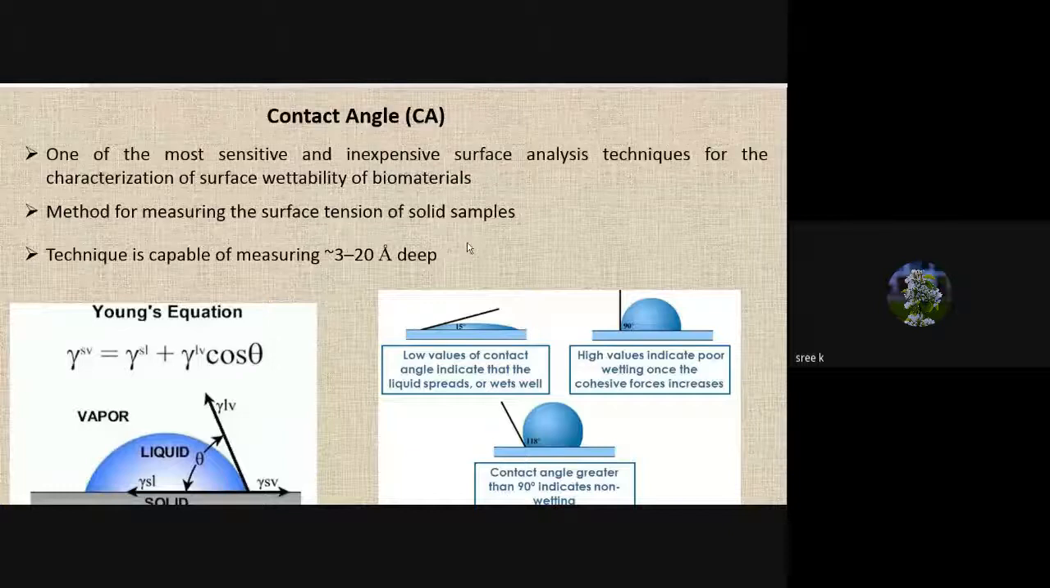Contact angle techniques try to measure the wettability of the two surfaces. Here you have a substrate and a liquid material, and what you are trying to understand is the spreading or the wetting nature of the liquid on the solid surface.